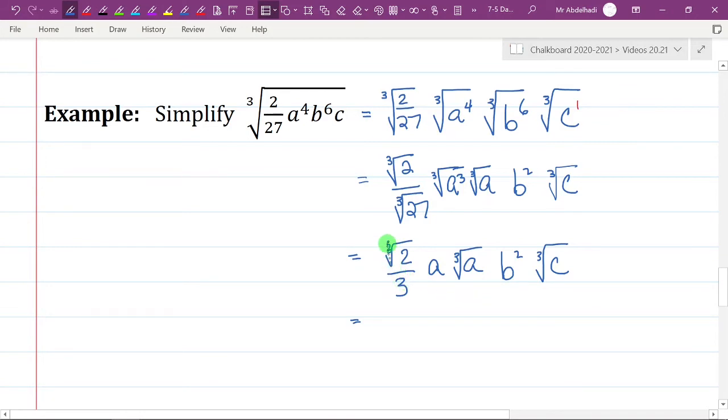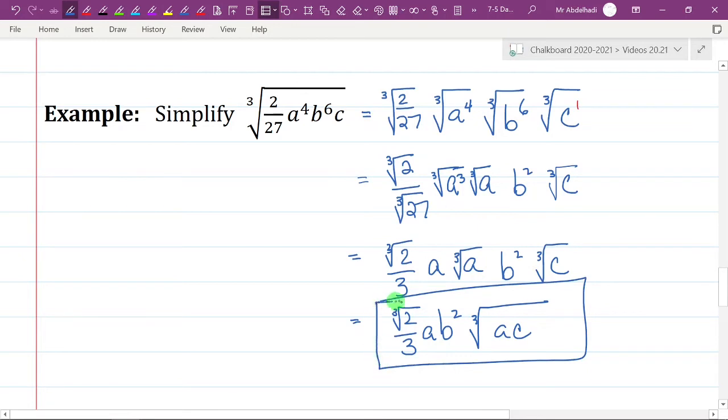So this number here, I know it has a radical in it, but we're just going to treat it like a number. So this radical, this cube root of 2 over 3, and this a and this b squared, all of those go first. And then one big radical, one big cube root for all the leftover letters, so a and c. And that is your answer here.